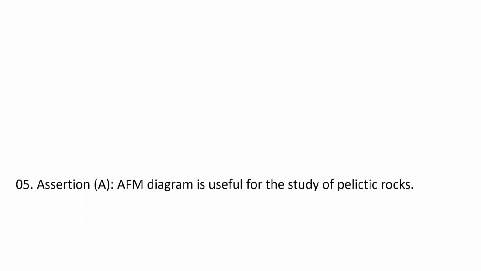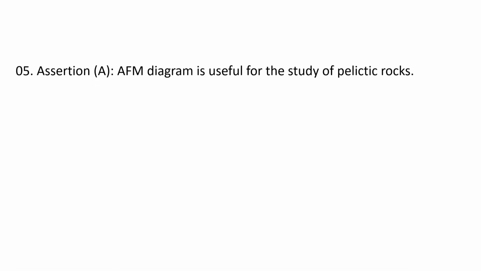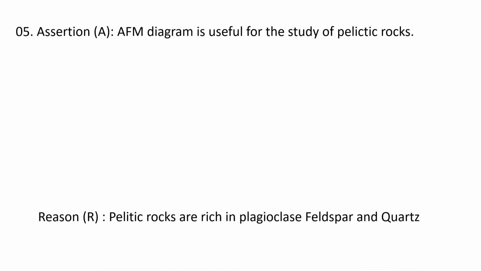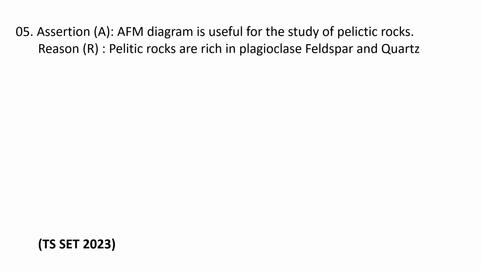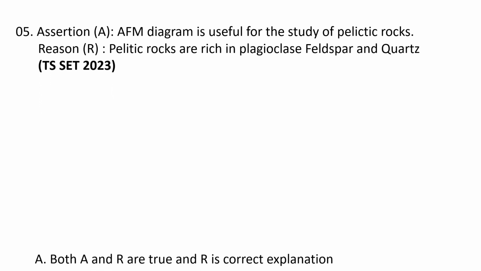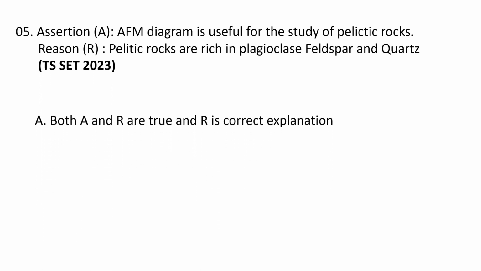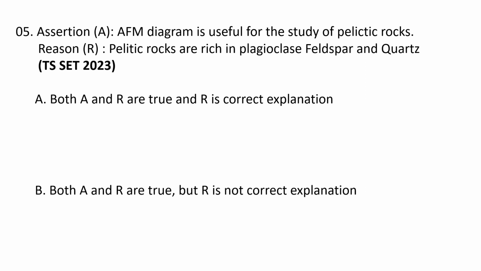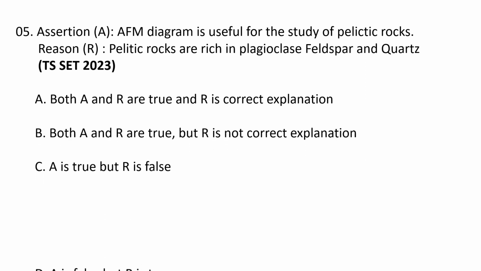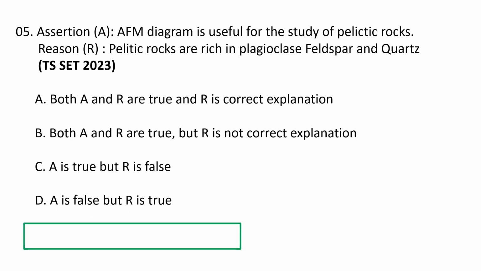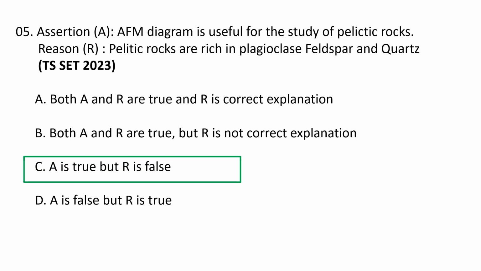Next question. Here assertion and reasoning is given. The assertion is AFM diagram is useful for the study of pelitic rocks. Reason is pelitic rocks are rich in plagioclase feldspar and quartz. From these you have to select the correct option. A. Both A and R are true and R is the correct explanation. B. Both A and R are true but R is not the correct explanation. C. A is true but R is false. D. A is false but R is true. So by observing this, the correct option is C.